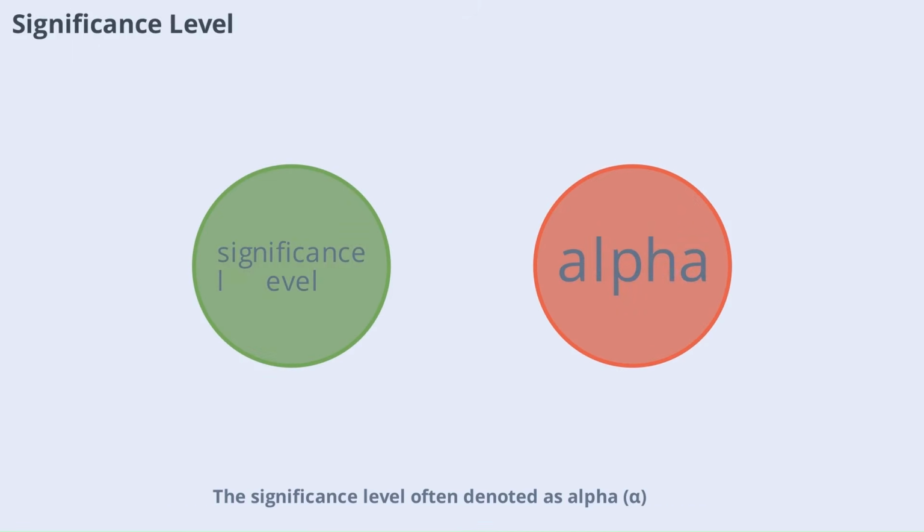Significance level, often denoted as alpha, is the probability of incorrectly rejecting the null hypothesis when it is actually true, a type I error. A common significance level is 0.05, which corresponds to a 95% confidence level. This threshold helps us decide how much risk we're willing to accept for making a false positive decision. Choosing the right significance level is an important part of hypothesis testing.